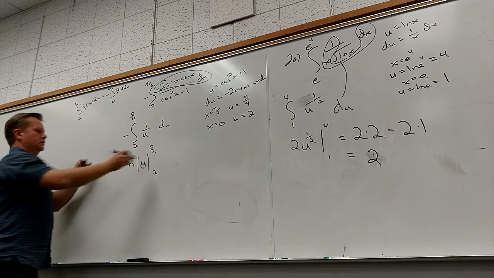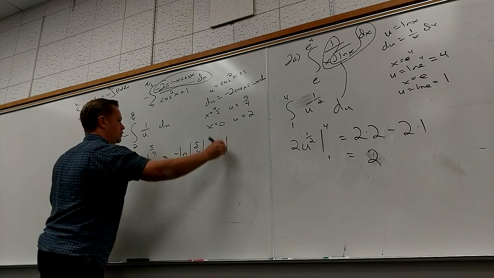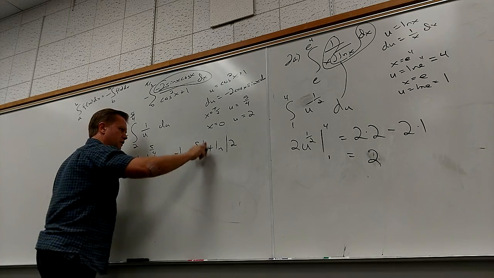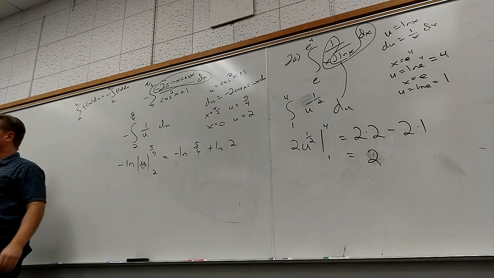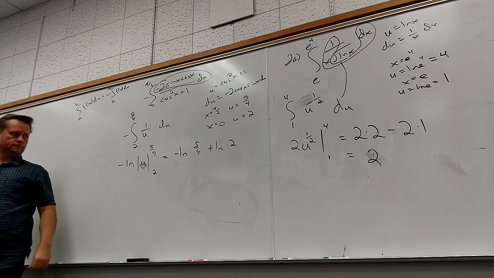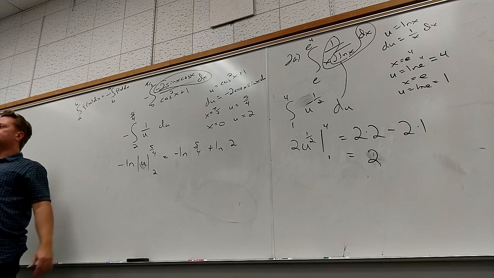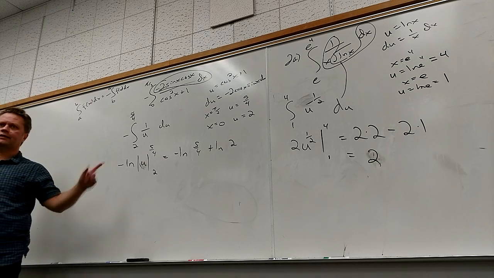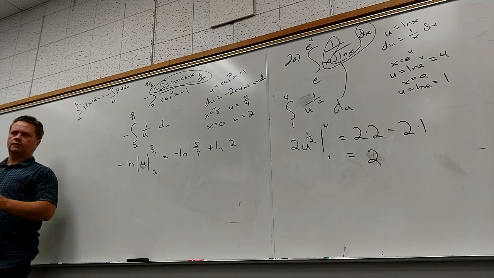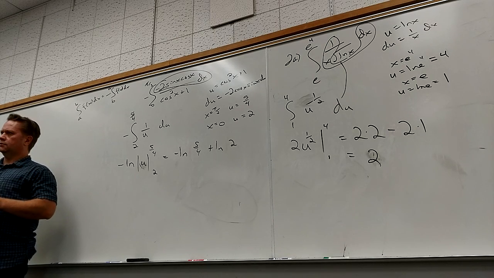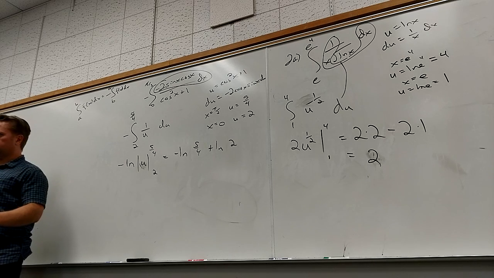So then you get negative natural log of 5/4 plus natural log of 2. I don't need the absolute values, do I? Because those are positive values, right? Which I prefer to a decimal answer, to be honest. That's the exact answer. Any decimal you give me is not going to be the right answer. Is that alright, you guys?